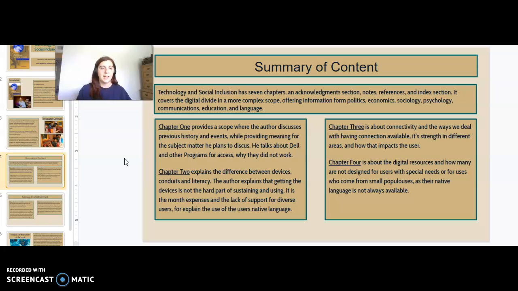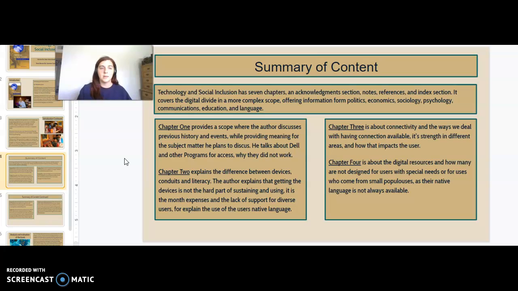So while someone might have a device, that doesn't mean they can sustain use on that device. That's where you need a conduit. And then they also talk about literacy. So if you don't know how to use the product, then you're probably not going to keep going through and using your device. You're probably just going to set it down and do it your traditional way.